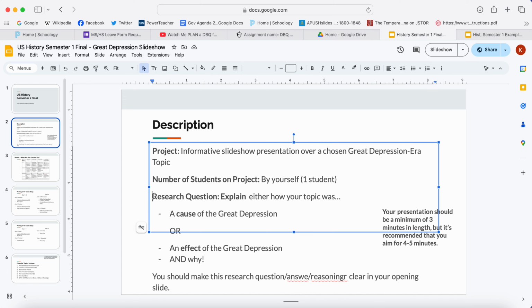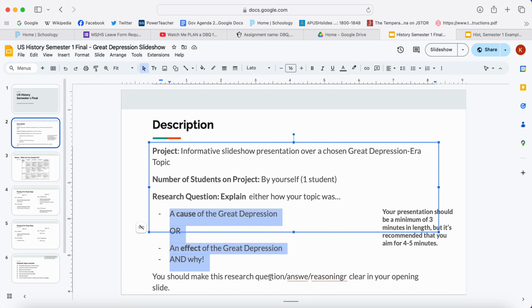description, specifically on the research question here. You have been given or chosen a topic on the Great Depression, covering some events from different fields like farming or stock market, or even just personal hardships. And regardless of that topic, you need to come to one of the two same conclusions. Was your topic a cause or an effect of the Great Depression, and why?